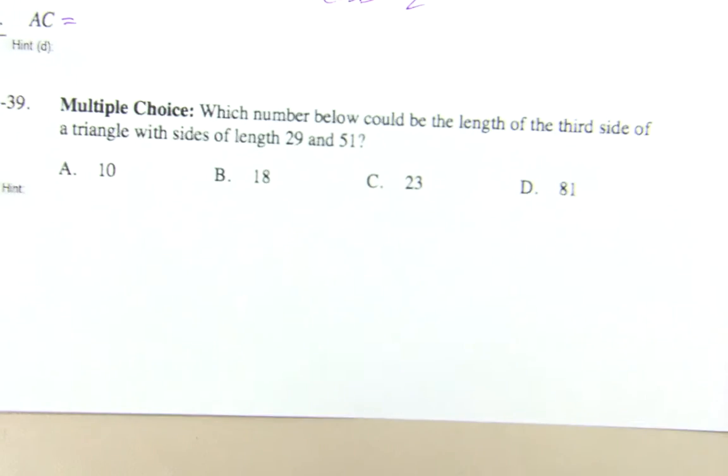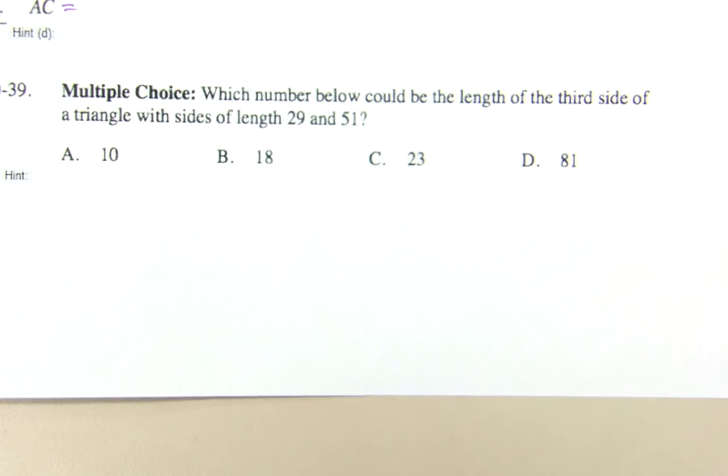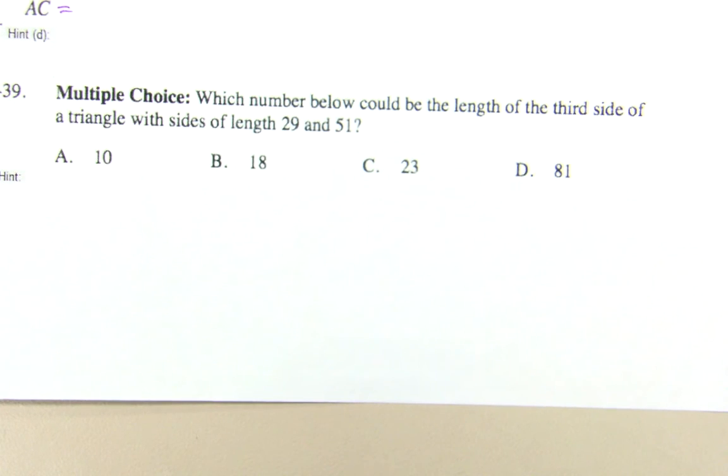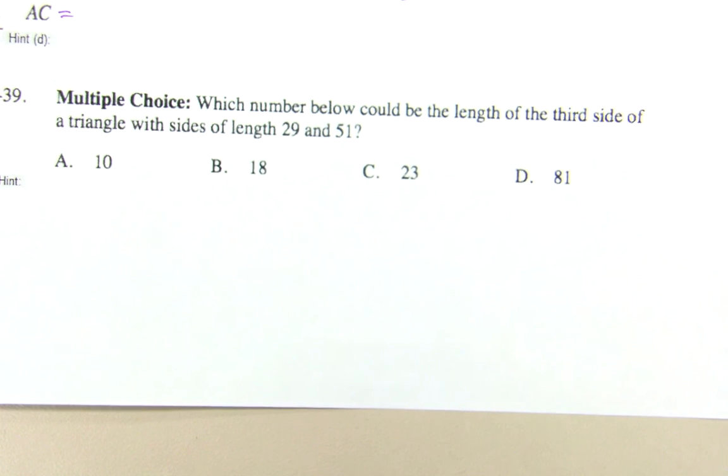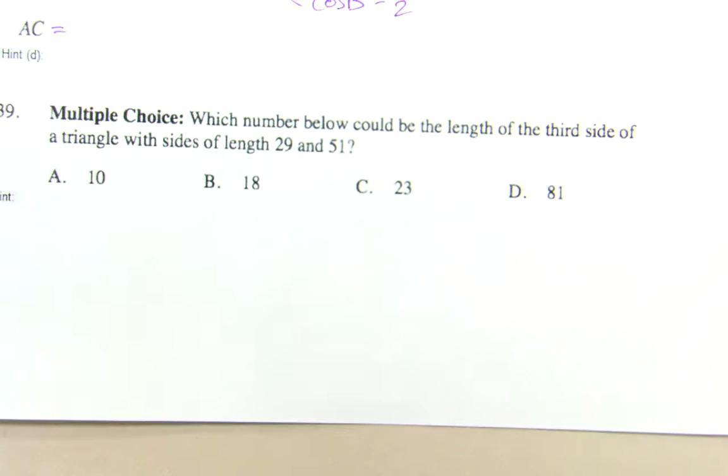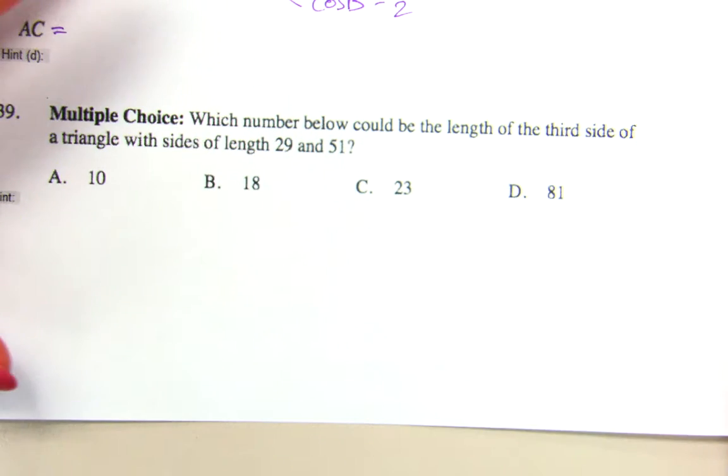Number 39: which number below could be the length of the third side of a triangle with sides of 29 and 51? Okay, let's see. There's a couple ways to do this. Either we add them up or we subtract them. Which way do I want to do this?